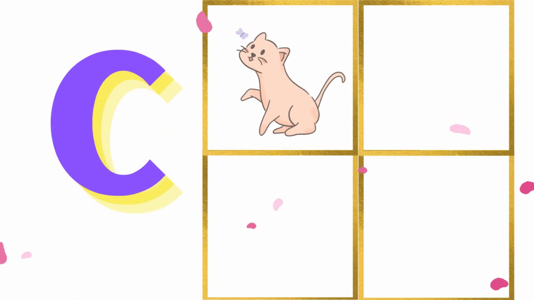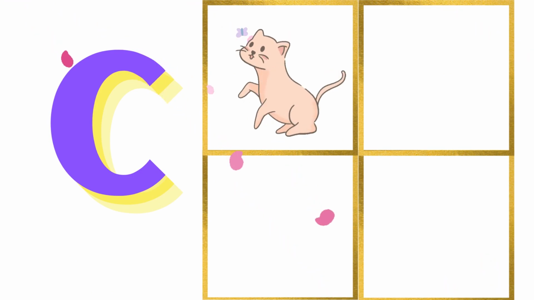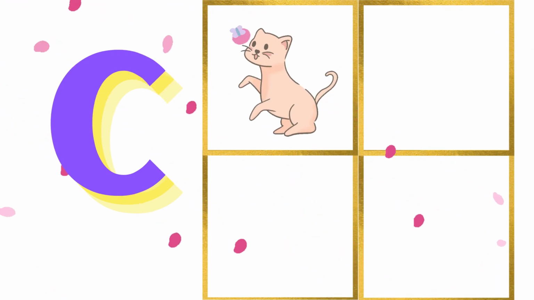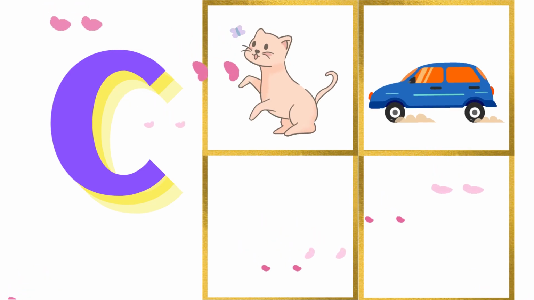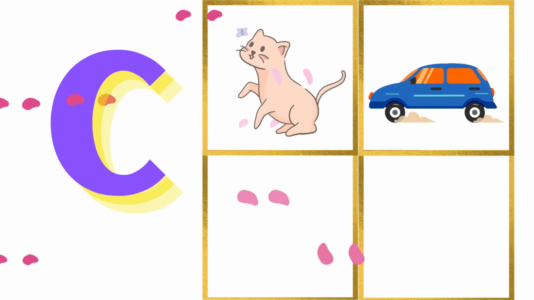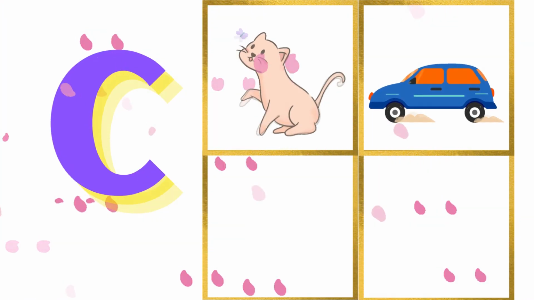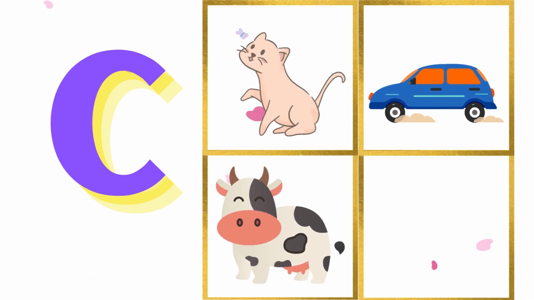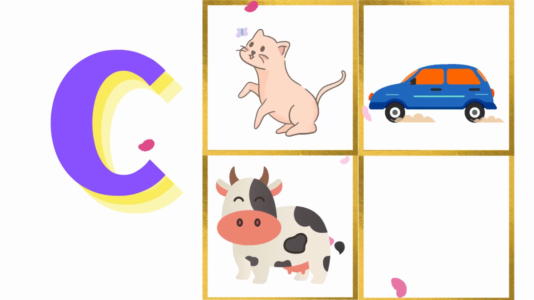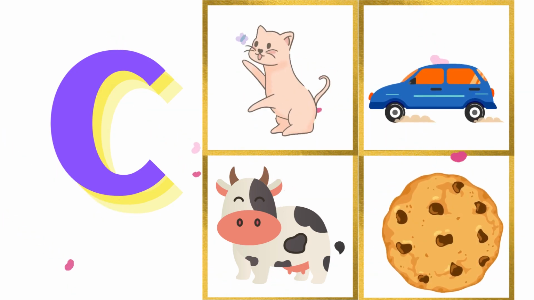C for cat. Car. Now I know my ABCs. Next time C for cow. C for cookie.